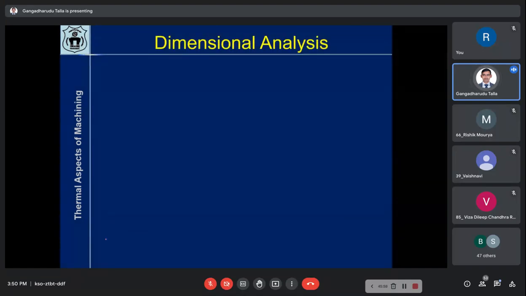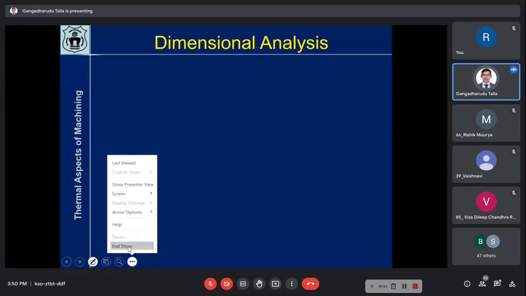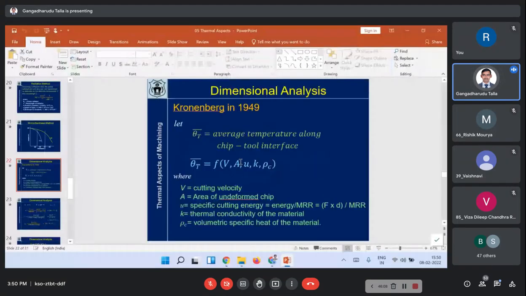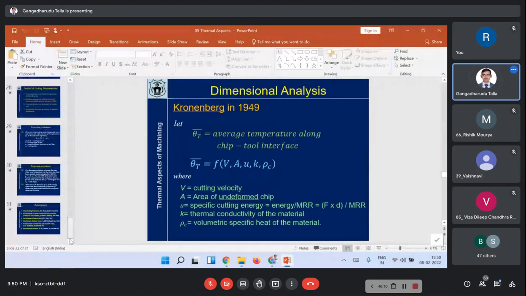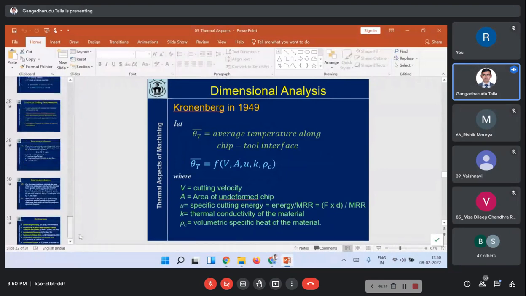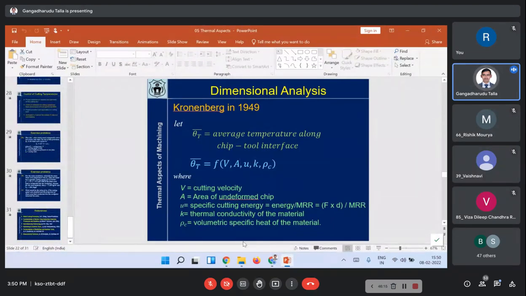I think we should stop here. Then we'll see the dimensional analysis and the remaining aspects of thermal aspects of machining, maybe one or two problems in the next class.